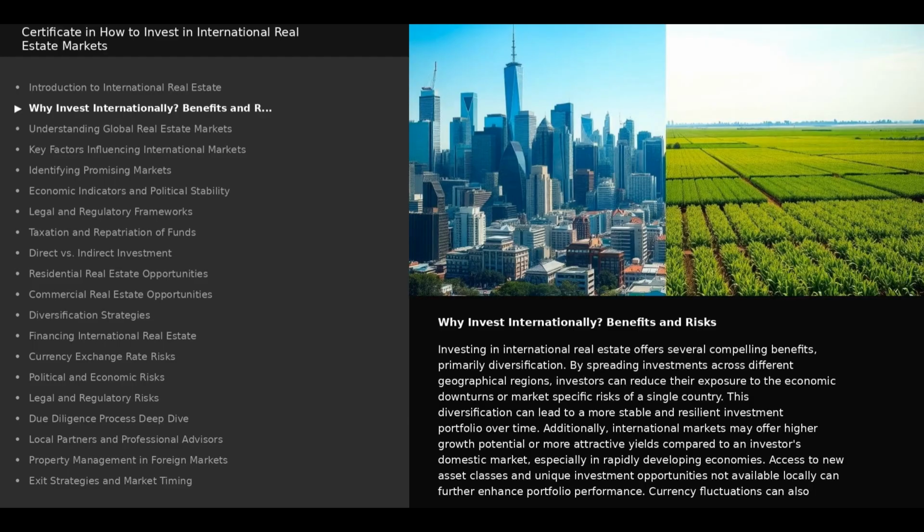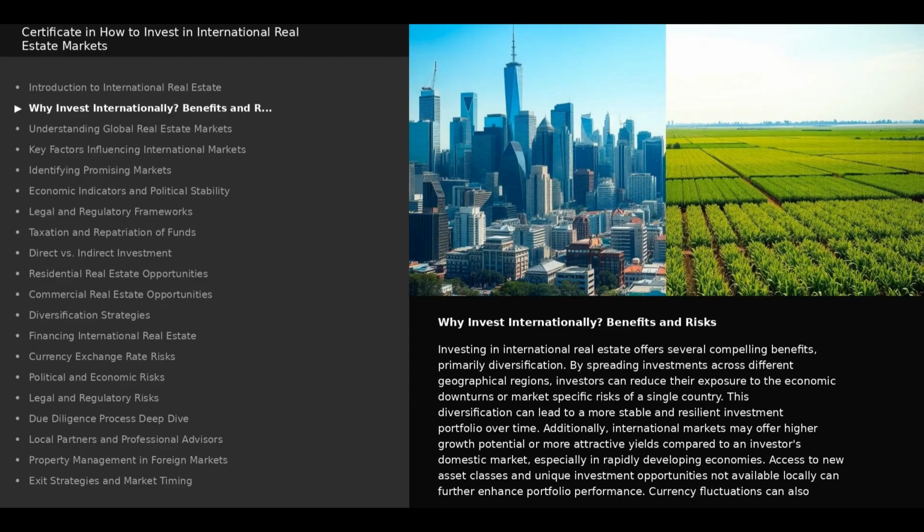Why invest internationally? Benefits and risks. Investing in international real estate offers several compelling benefits. Primarily diversification. By spreading investments across different geographical regions, investors can reduce their exposure to the economic downturns or market-specific risks of a single country. This diversification can lead to a more stable and resilient investment portfolio over time.